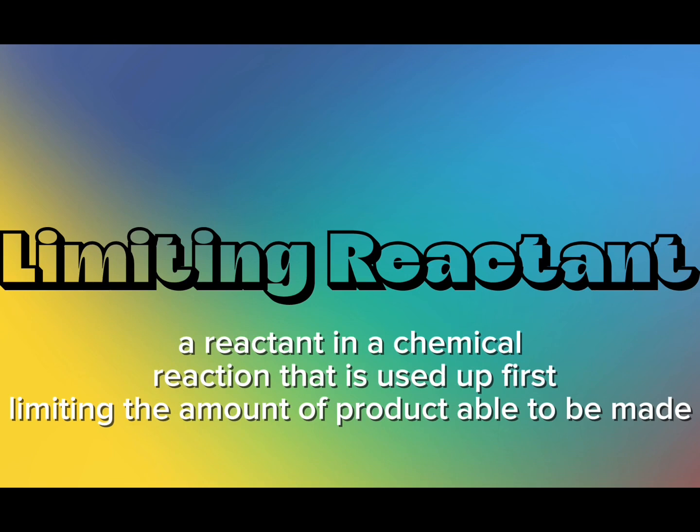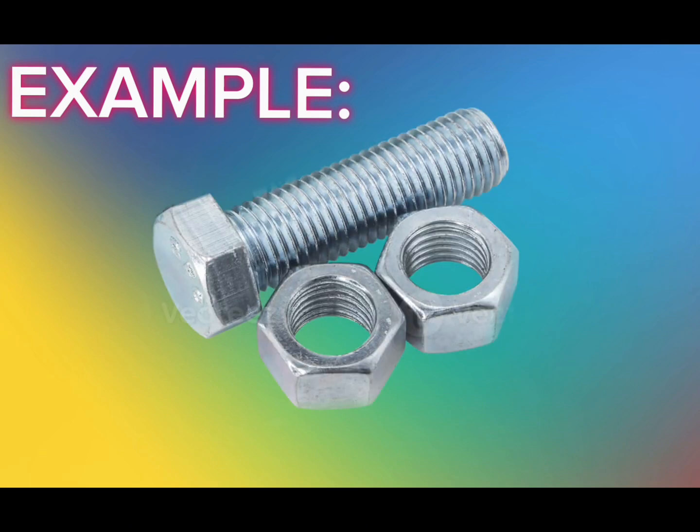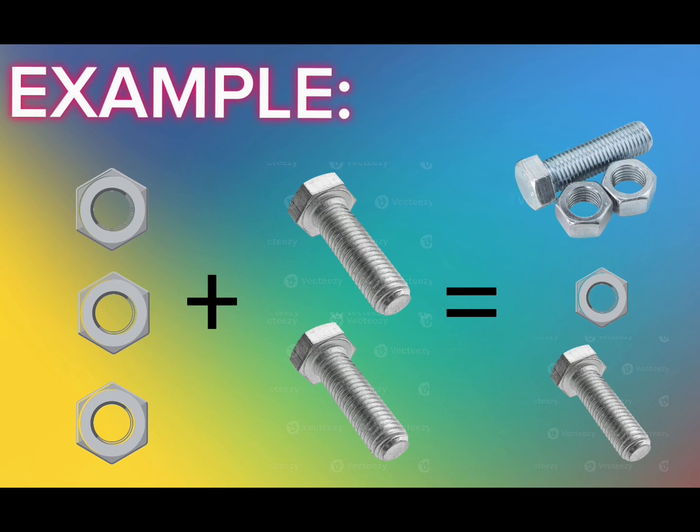A limiting reactant in a chemical reaction is the thing used first, limiting the amount of product that can be made. For example, if your finished product requires 2 nuts and 1 bolt, and you start with 3 nuts and 2 bolts, the nuts would be the limiting reactant, and it limits the amount of product that can be made.